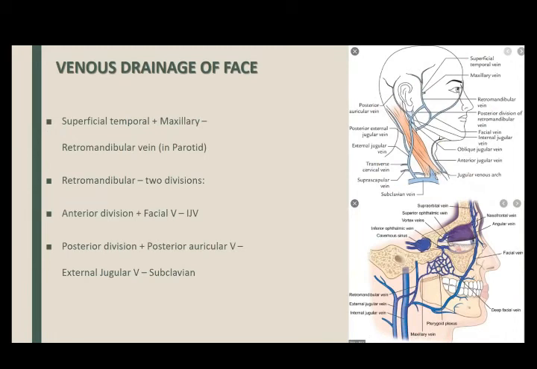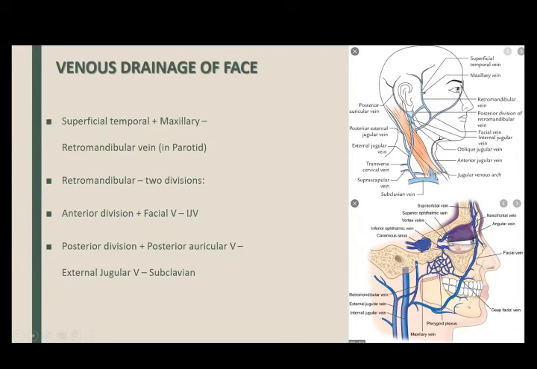ये एक दूसरा व्यू है इसका. दूसरी एंड पे देखिए, let's come to this superficial temporal, draining the temple side of the head. The superficial temporal veins join the maxillary vein.